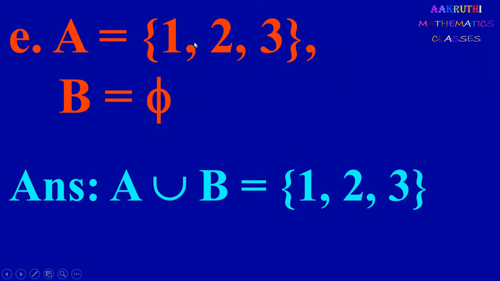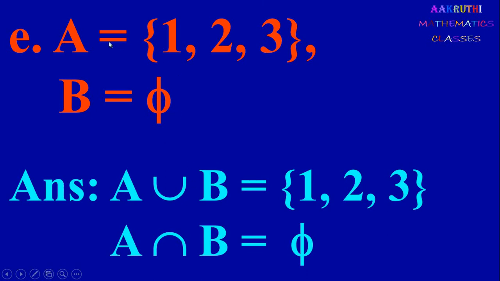Now we take the intersection. Now here we have 1, 2, 3 and here no element. So therefore there is no common element. So when we take the intersection, we always get the smaller set. So therefore A intersection B is the empty set. Here the smaller set is the empty set and the bigger set is set A. When we take the union, we get the bigger set. When we take the intersection, we get the smaller set. So therefore A union B is A only, and A intersection B is the empty set.